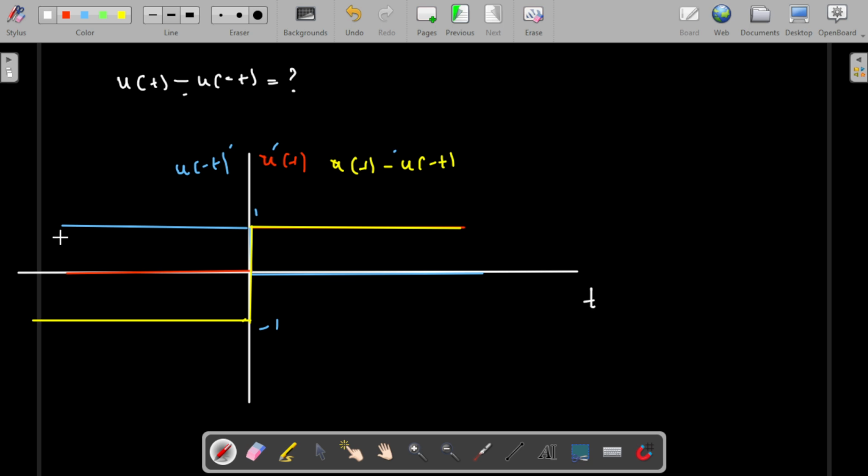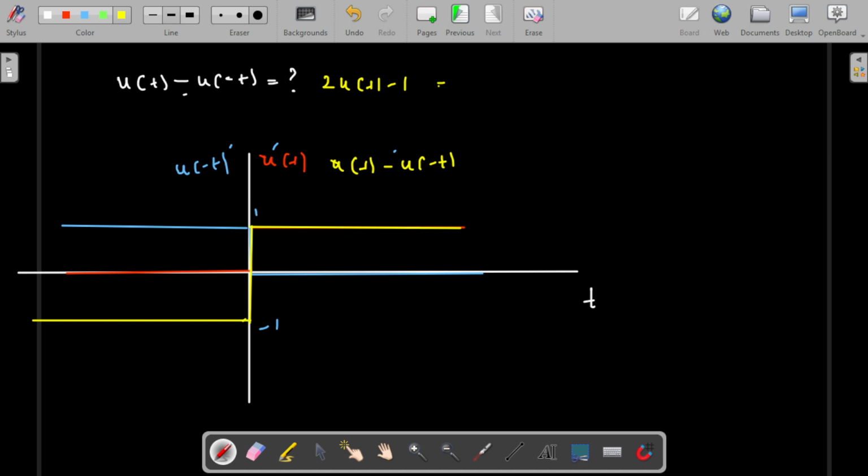Initially it was positive. When we amplitude scale it, it becomes negative, and if we add both, it will be like this. The yellow graph is the thing. We can name this as 2 u of t minus 1. Generally u of t looks like this, the red color. If we multiply that by 2 and subtract 1, it will be like this.